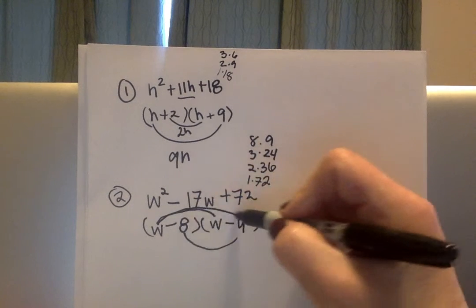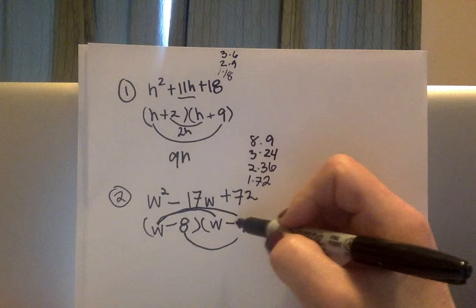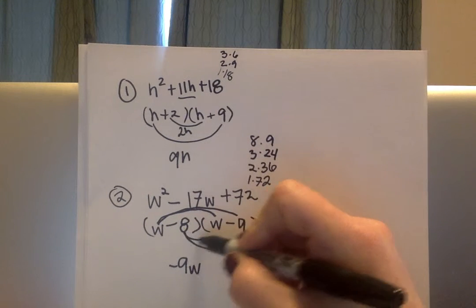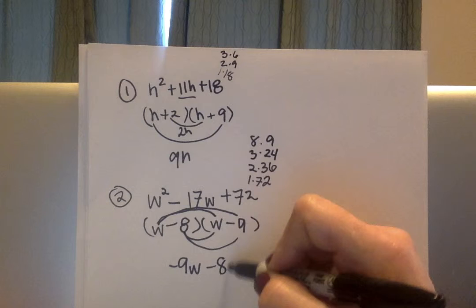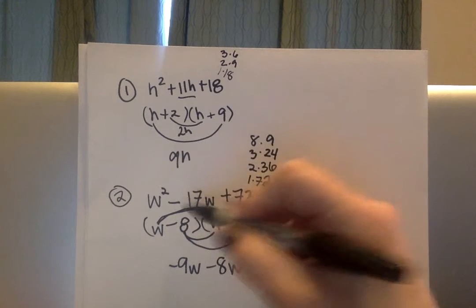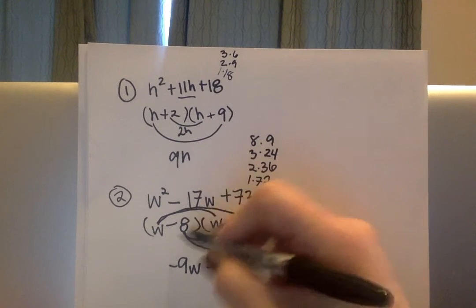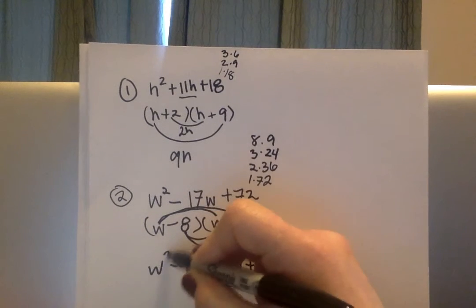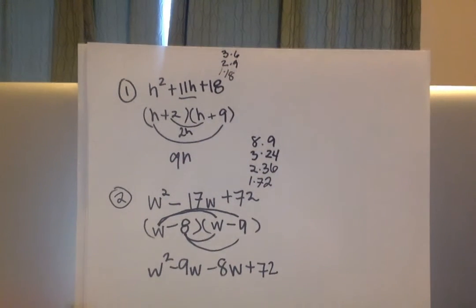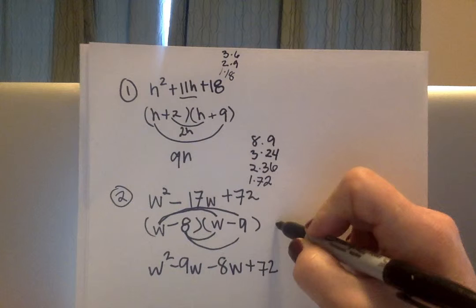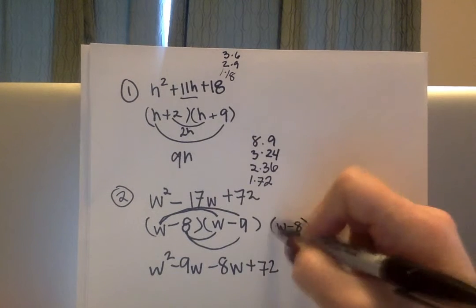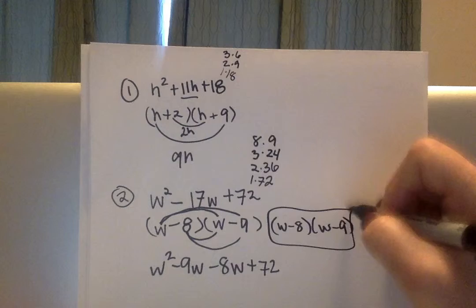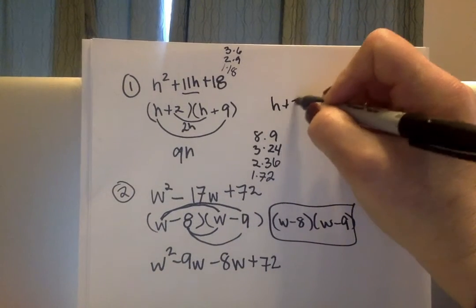And when we FOIL here, we have w times negative 9 is negative 9w. Negative 8 times w is negative 8w. And when you add those, you get your negative 17w. And remember, negative times a negative will give us our positive 72 and w squared in front. Perfect. So your answer is w minus 8 times w minus 9. That's your equation factored.